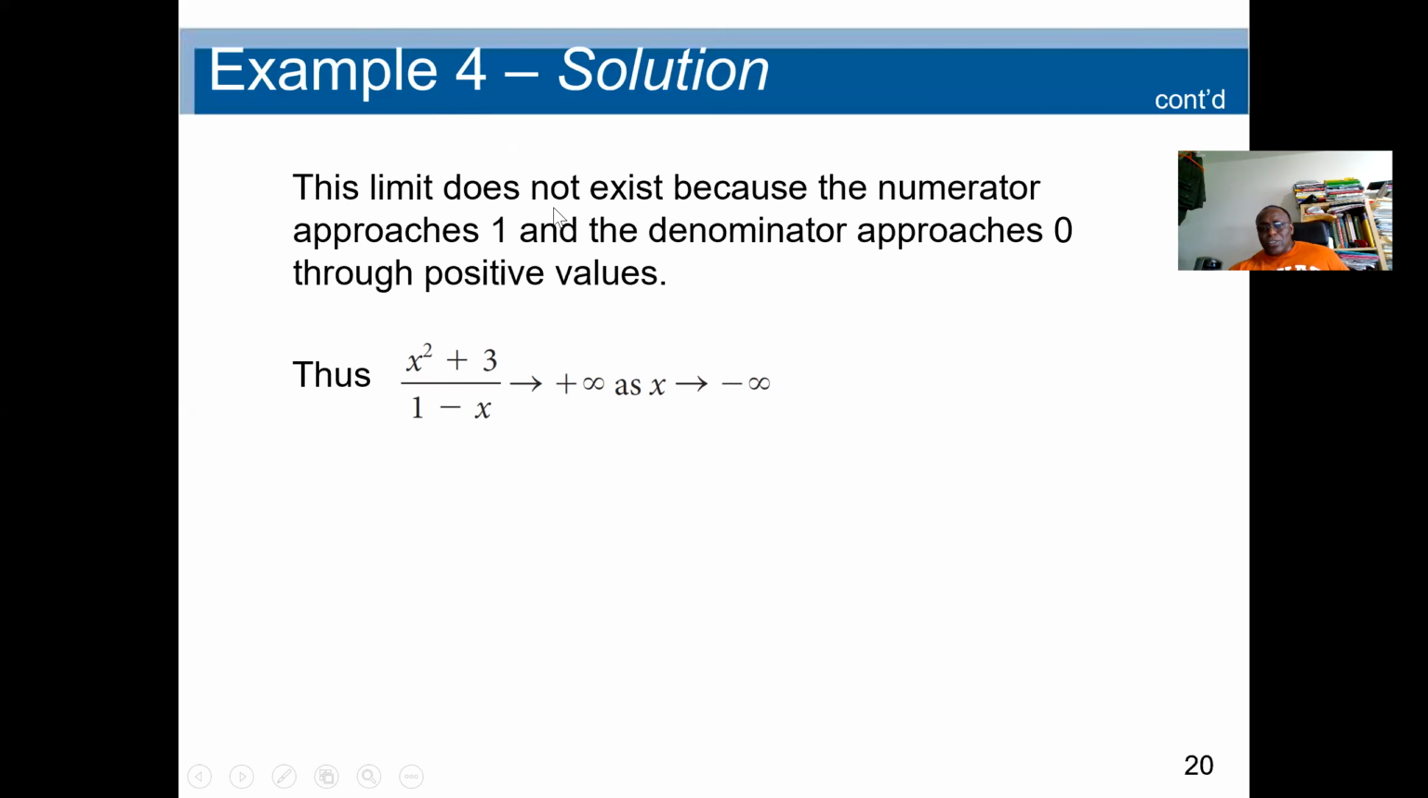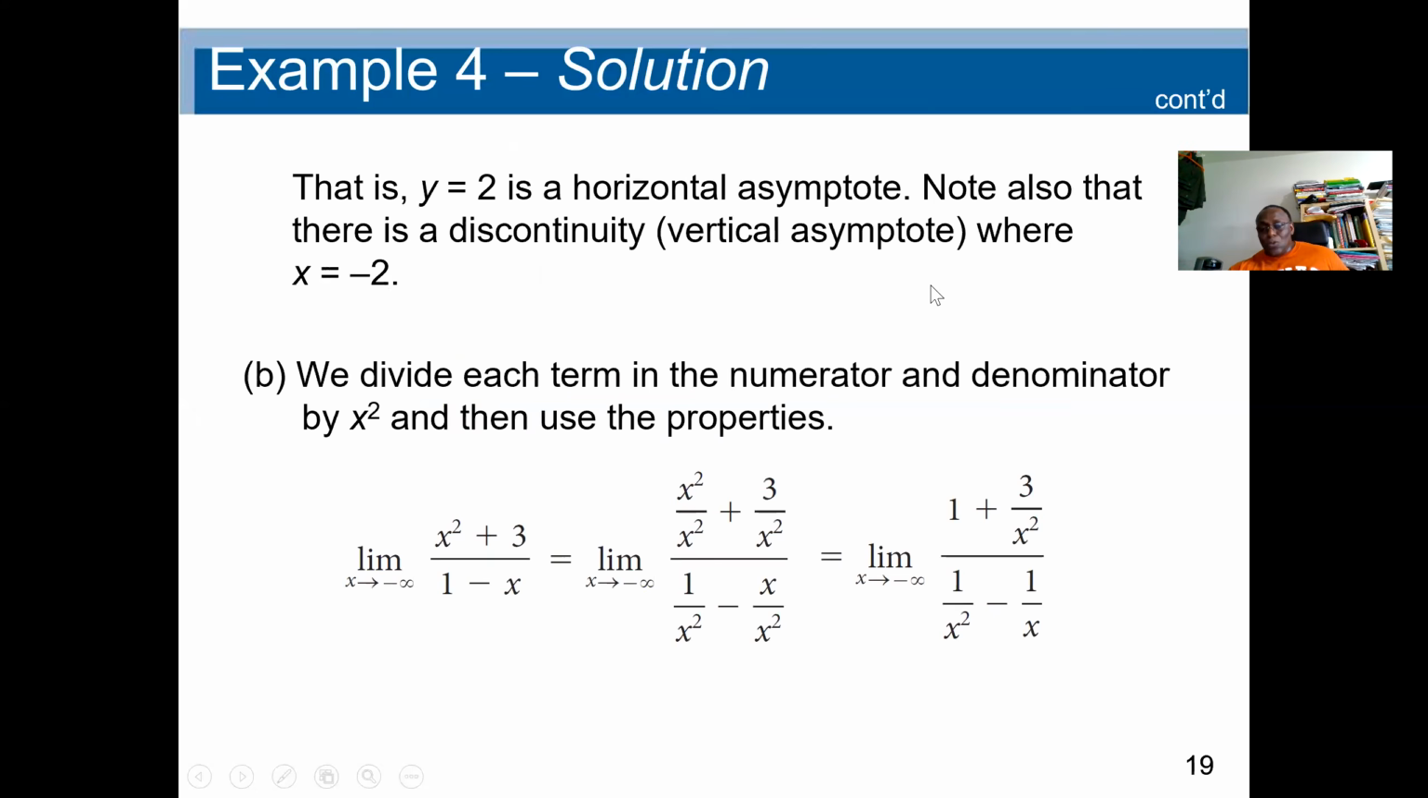This limit does not exist because the numerator approaches 1, but the denominator approaches 0. Because again, as we said earlier, since x is approaching negative infinity, this will be 0, this will be 0, this will be 0, as we saw in the previous example.